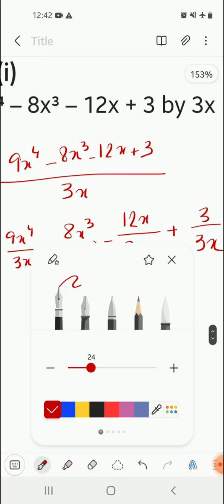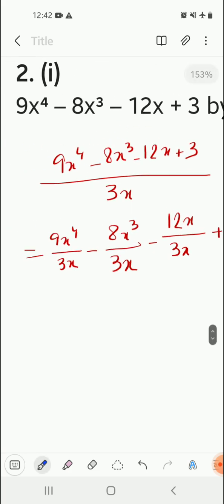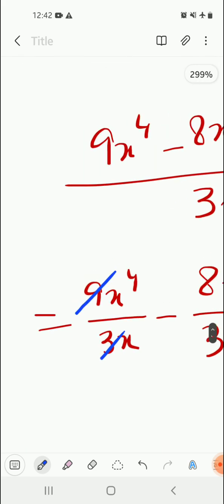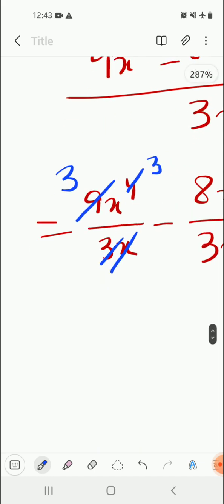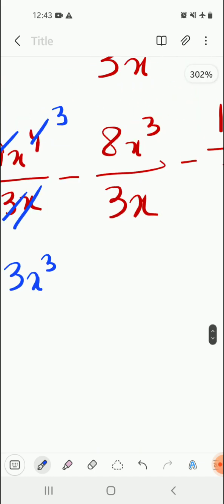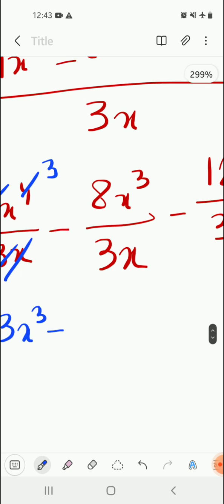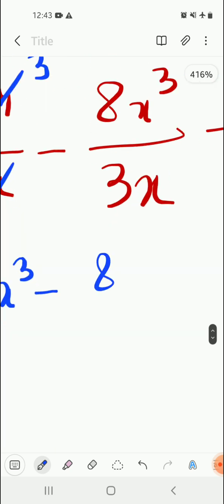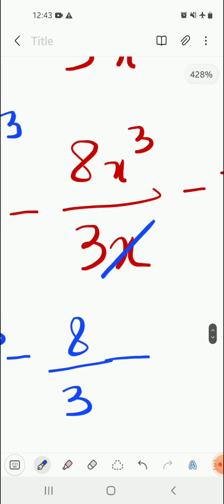Now we are going to cancel things out. See, this 9 and 3 gets cancelled. We write 3 here. x to the power 4 gets cancelled with x. Here we are going to write x to the power 3. So here it becomes 3x to the power 3 minus. Now 8 and 3 can't be cancelled out. So we are going to write 8 by 3 as it is. x will get cancelled with x cube and it would become x square. So we are going to write x square.